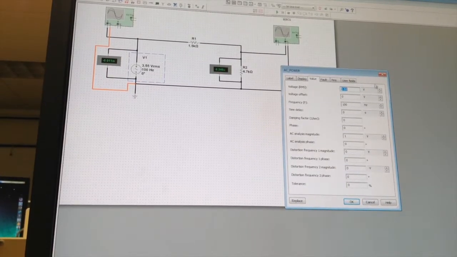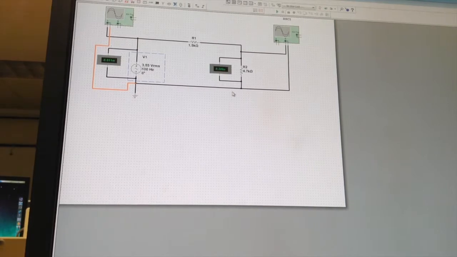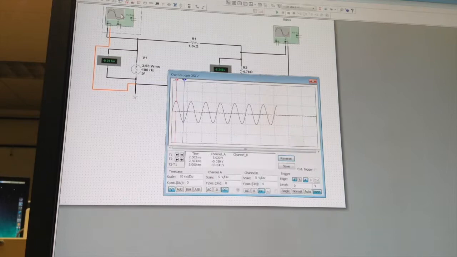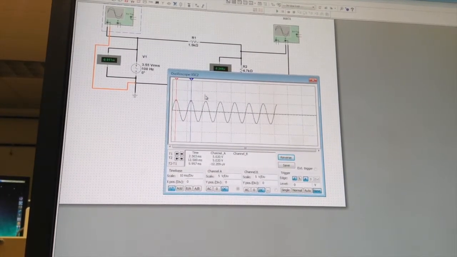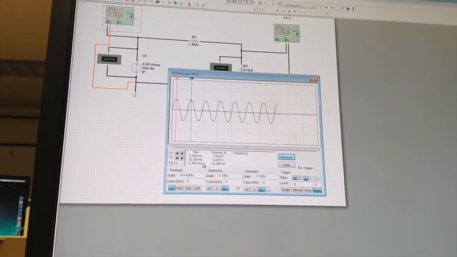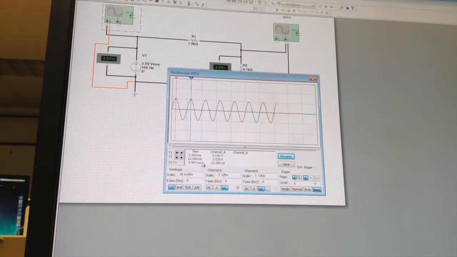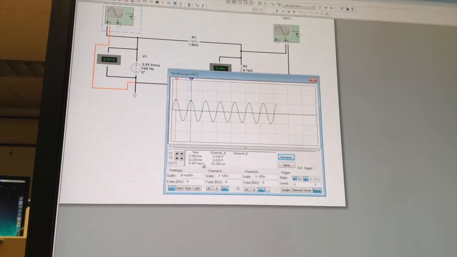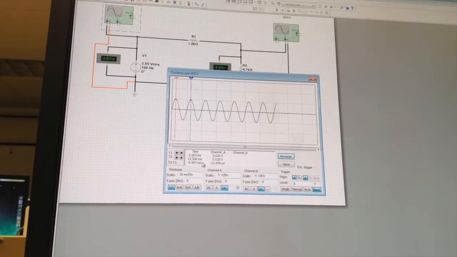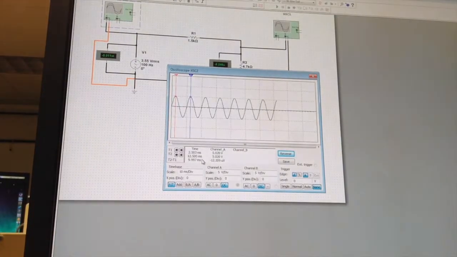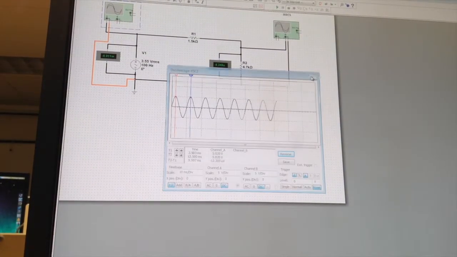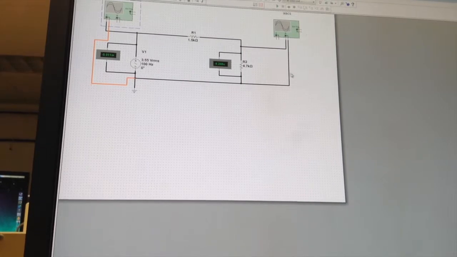Then the period. For the period, we go to the oscilloscope, and then we put the periods through each wave, and we see that the period is 10 milliseconds. And then to measure the frequency, we do 1 over 10 to the negative 3, and then we get 100 hertz for that.